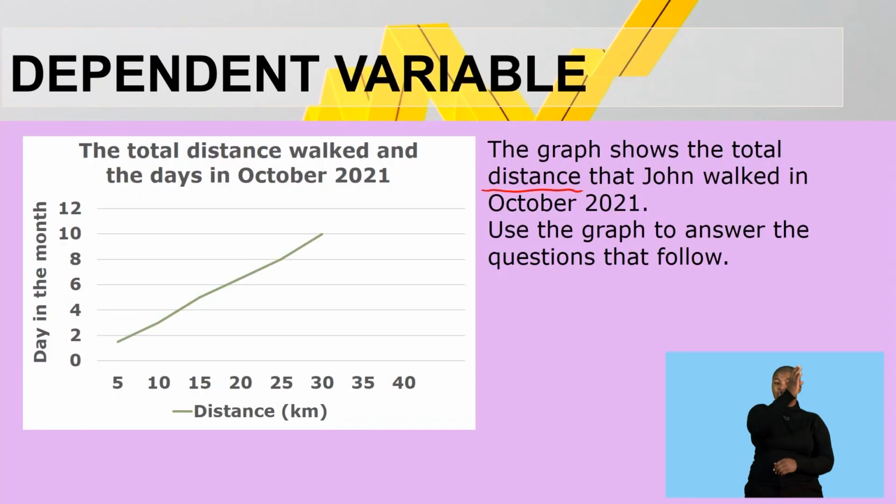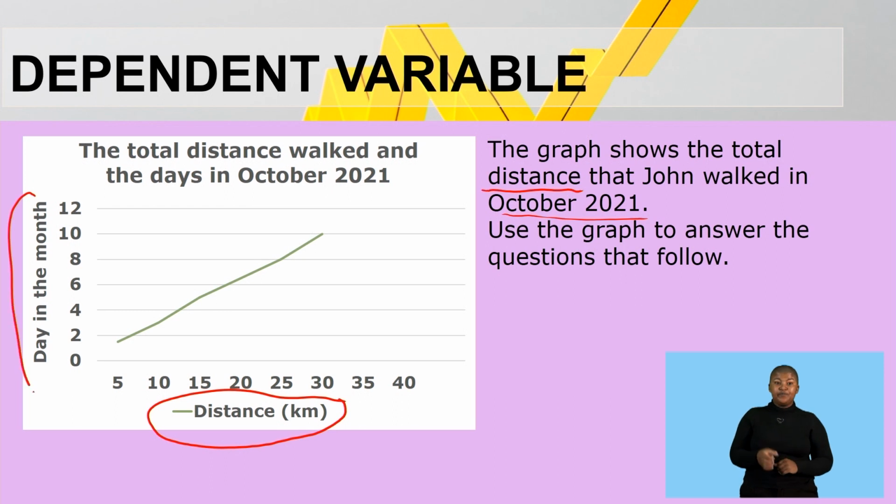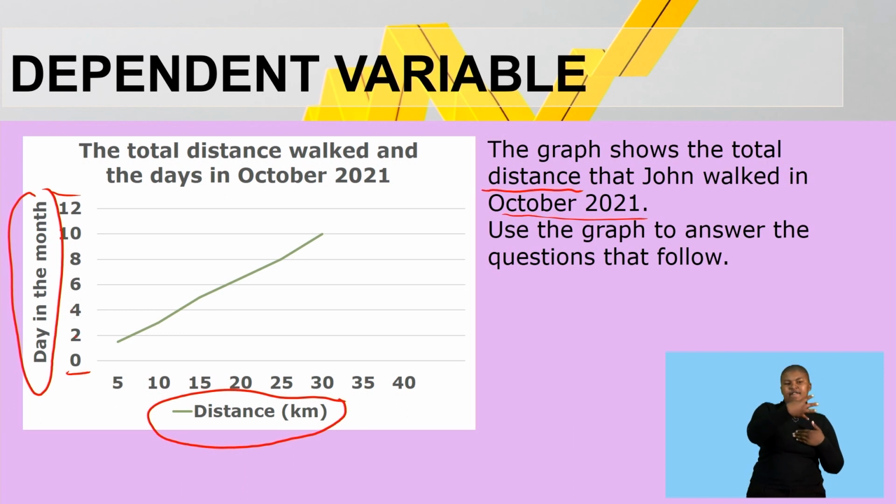Let's look at a question. The graph shows the total distance that John walked in October 2021. Use the graph to answer the questions that follow. Now on the x-axis we have the distance walked, and on the y-axis you can see it's for the first 12 days of October, and they numbered it: the second day, the fourth day, the sixth day, and etc.